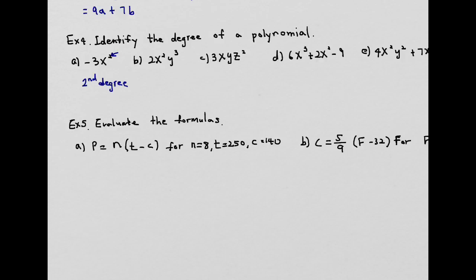The next one, we have 2x squared times y cubed. Because this is all multiplication, we're going to add the exponents. So this exponent plus that exponent together makes 5. So we call this fifth degree.